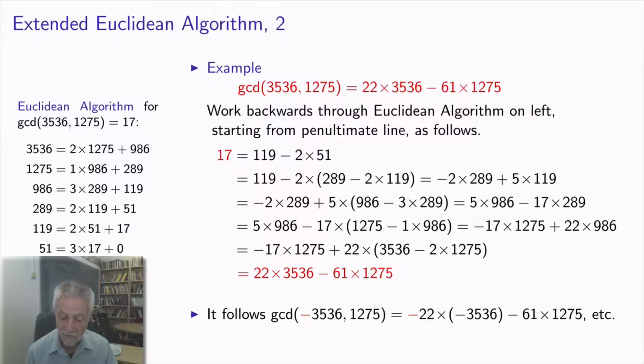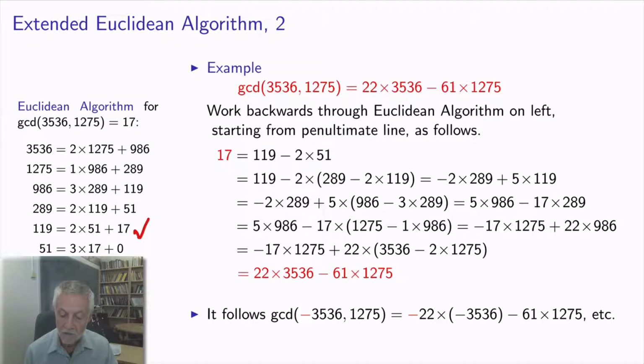So first of all, from this line here, we can express 17 as a sum of 119 and minus 2 times 51. So I'll write that here. 17, which is the greatest common divisor of those two numbers, is 119 minus twice 51.